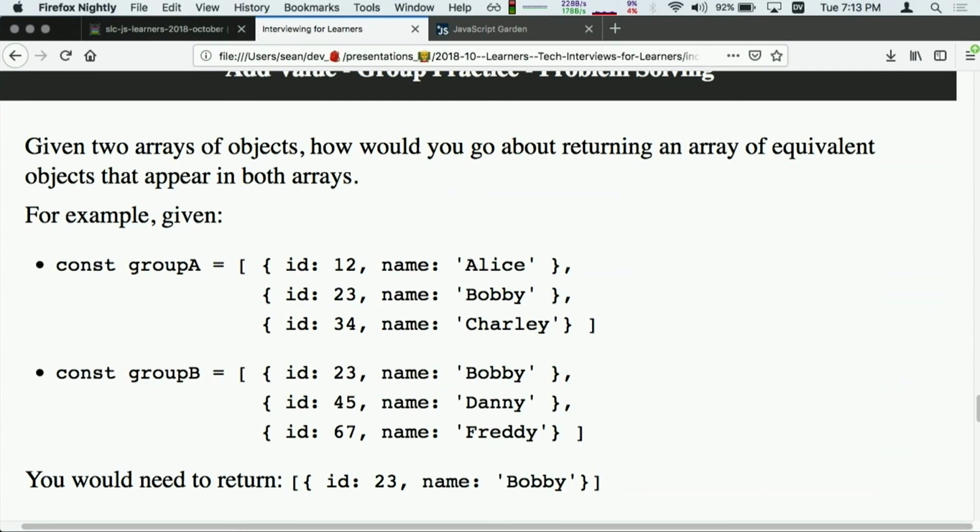Clarify the question. Are two objects using loose equality, are they equal to each other? Will they evaluate as true? Does anybody want to answer that?